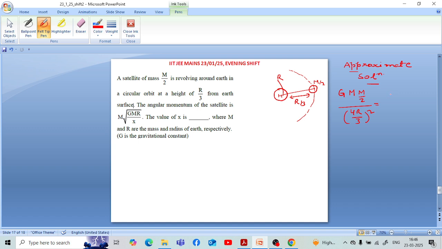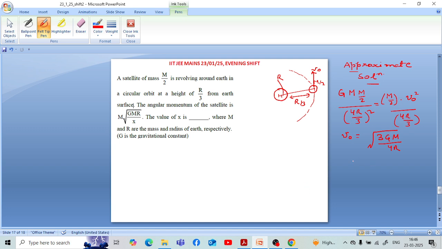Here we are talking about the centripetal force of the satellite. So the mass of the satellite multiplied by v naught square upon r, where suppose we take the orbital velocity of the satellite to be v naught. Now r is 4R by 3, as we have discussed. After solving this, we calculate the value of v naught, which comes out to be square root of 3GM upon 4R.